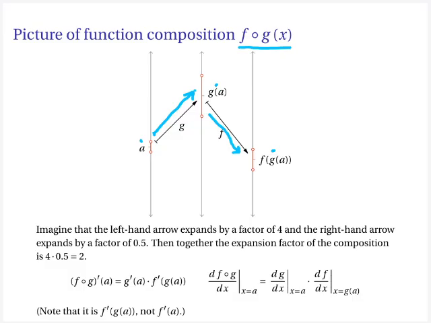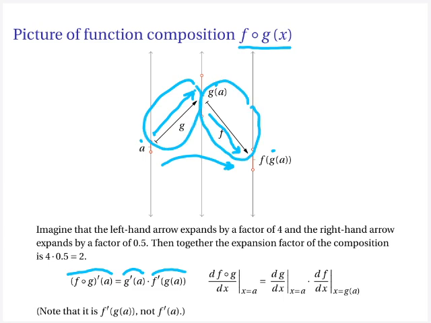So isn't it clear that together the two of them should have an expansion factor of 4 times 1/2, of 2? That is to say, the expansion factor of the composition should be, you multiply these two together. It's the expansion factor of the left-hand side of this picture multiplied by the expansion factor of the right-hand side of this picture. And the only complication is that when you're on the right side, the start is not a, the start is g of a. So it doesn't say f prime of a, it says f prime of g of a. And I wrote it in both notations.